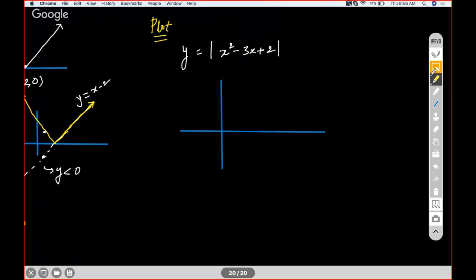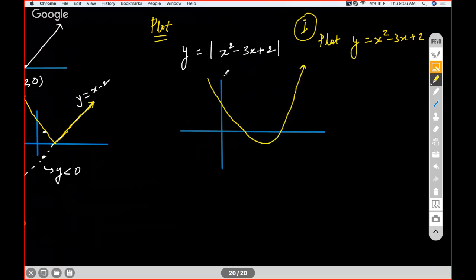So first plot without the mod. Without the mod, if I plot it, then what will happen? The vertex is at minus b by 2a, so it will be a parabola like this, with x equal to 1.5. Let me write down the important points. The vertex should be at (1.5, minus 0.25). Then when does it cut? It cuts at 1.